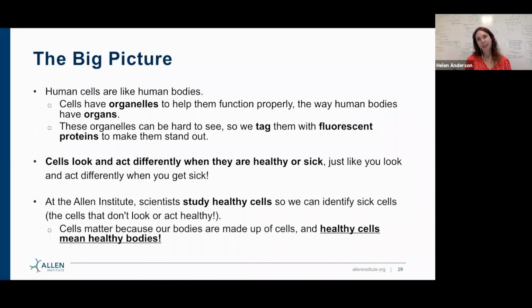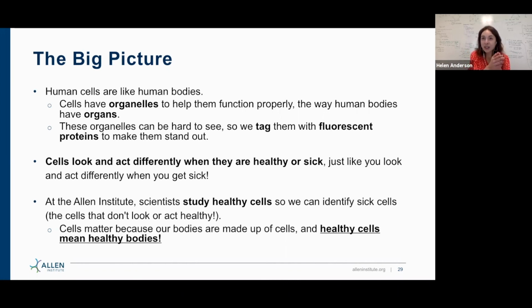So, what's the big picture? We've talked about a lot of things today, but ultimately, human cells are a lot like human bodies. Cells have organelles that help them to function properly in the same way that humans have organs. And these organelles can be hard to see, so we tag them with fluorescent proteins to make them stand out. I'll repeat that last step one more time because it's a little tricky. We have bodies made of cells, which contain organelles, which are made of proteins.